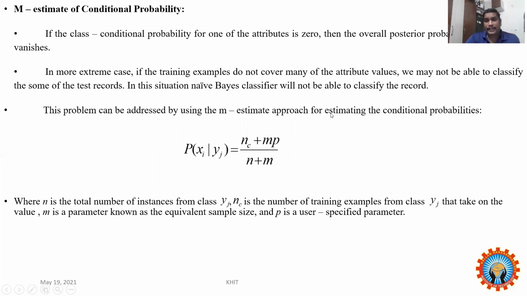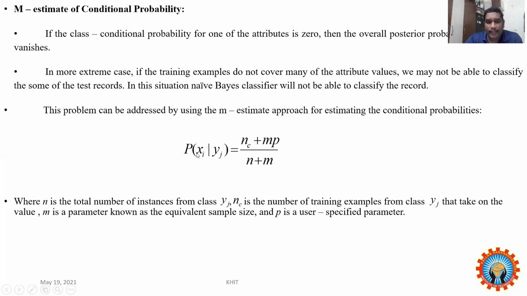So if the attributes are correlated, then the Naive Bayes classifier will not perform very efficiently, because if the correlated attribute values are 0, we cannot calculate the particular posterior probability. This problem can be addressed by using the m-estimate approach for estimating the conditional probabilities.